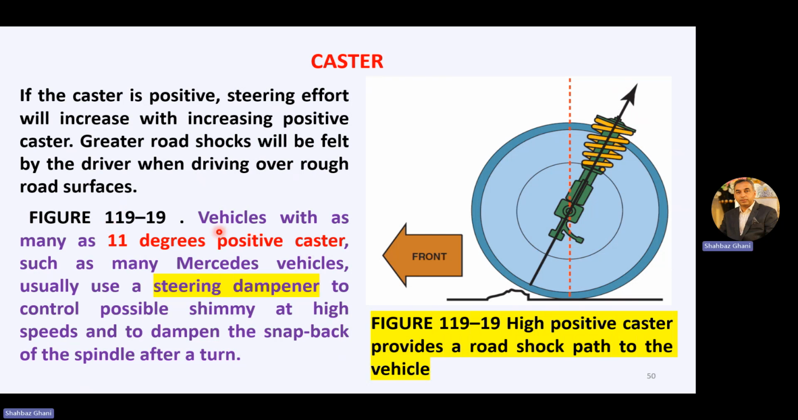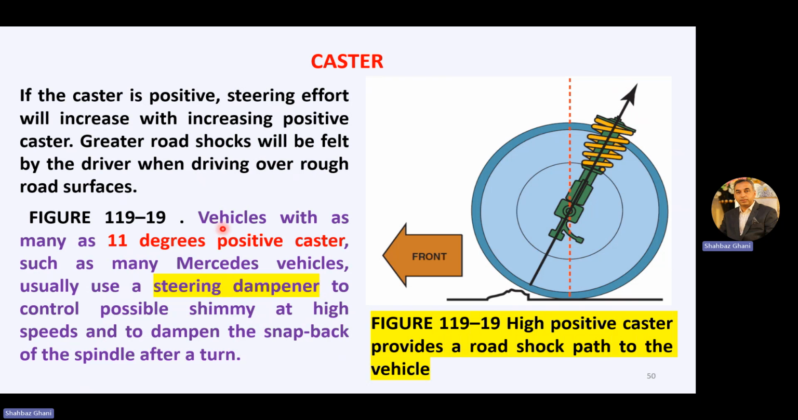So in this figure, vehicles with as many as 11-degree positive caster, such as many Mercedes vehicles, usually use a steering dampener to control possible shimmy at high speed and to dampen the snapback of a spindle after a turn. High positive caster provides a road shock path to the vehicle. So it has to be within the limits. We cannot have so much positive caster angle.